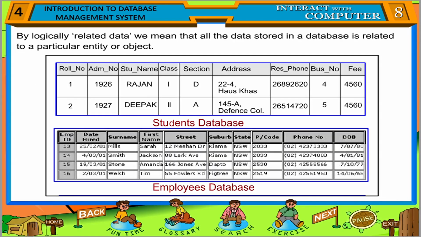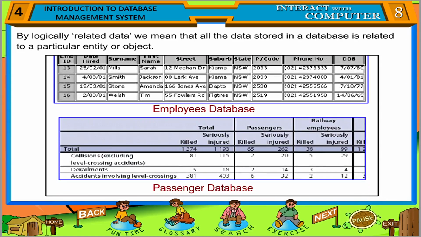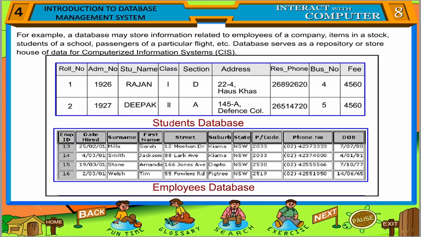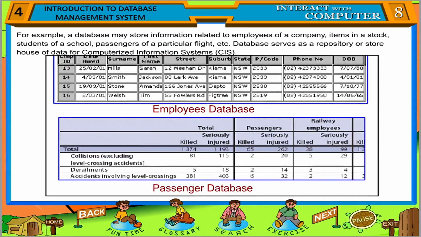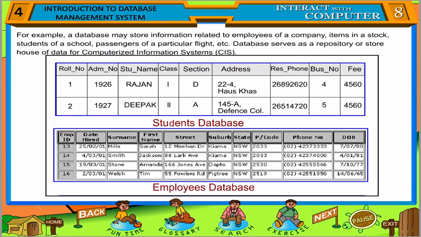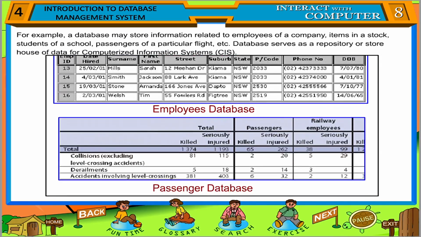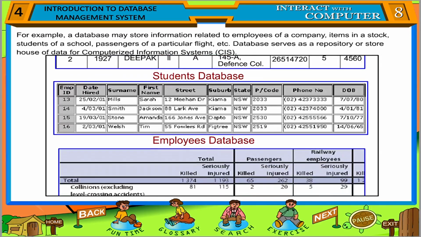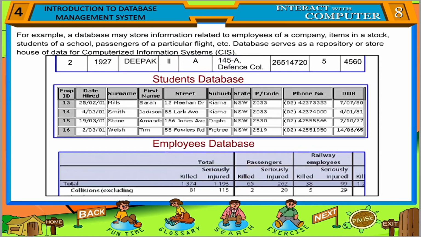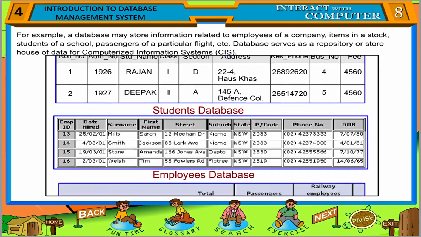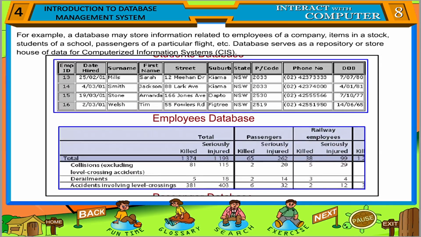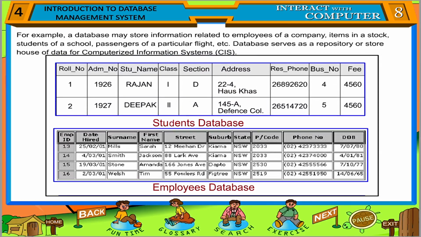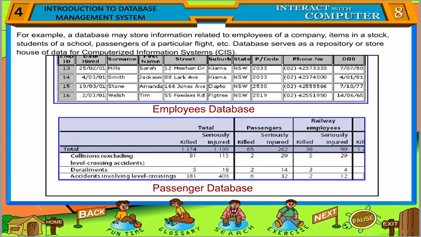By logically related data, we mean that all the data stored in a database is related to a particular entity or object. For example, a database may store information related to employees of a company, items in a stock, students of a school, passengers of a particular flight, etc. A database serves as a repository or storehouse of data for computerized information systems or CIS.